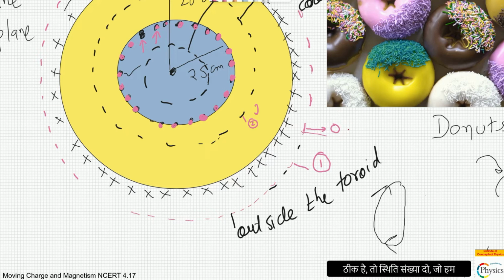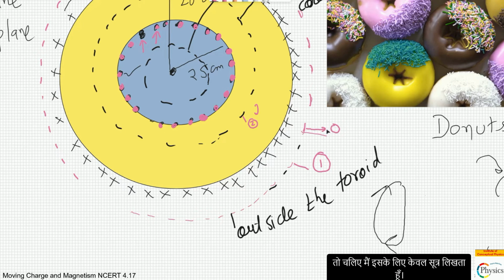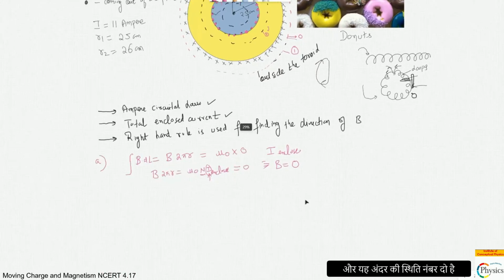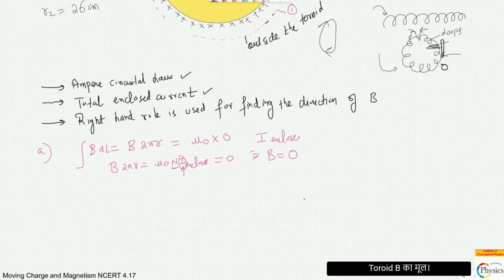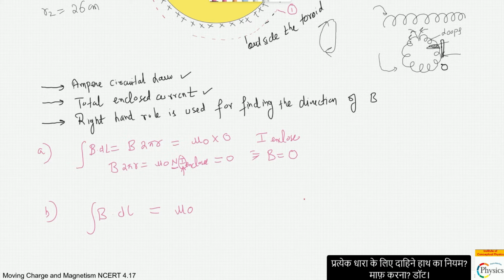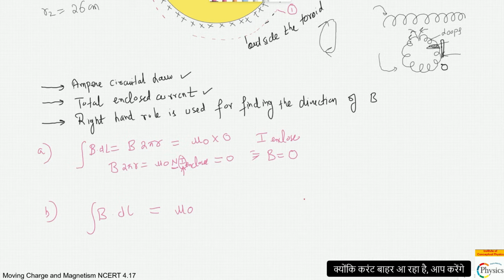So situation number 2 has a current enclosed. Let me write the formula for this, situation number 2, inside the core of the toroid. The integral of B dl is equal to mu naught. You apply the right hand rule for every current. It's a dot because the current is coming out. You will therefore write it as mu naught into N into I. So this is 3500, which we are already given.